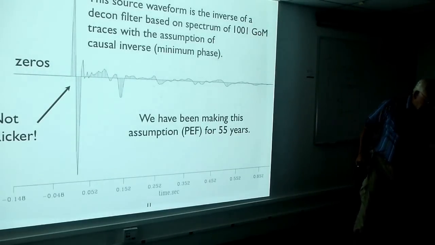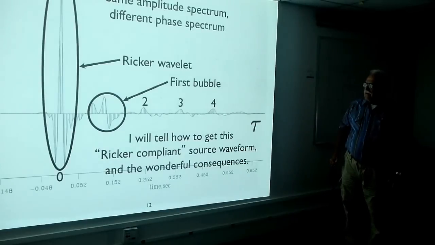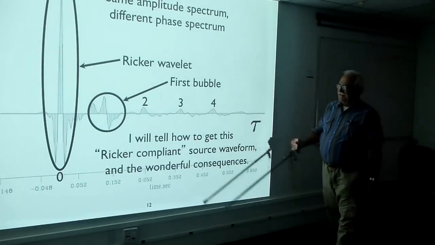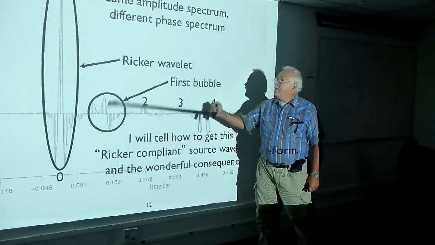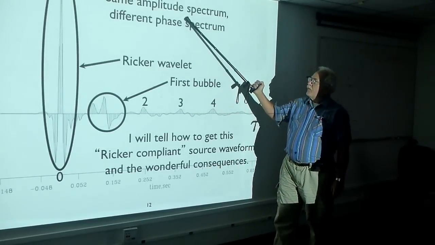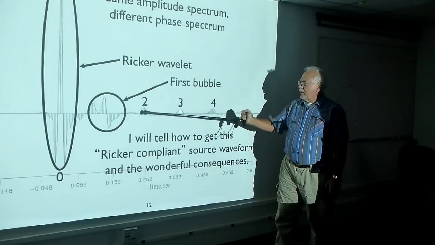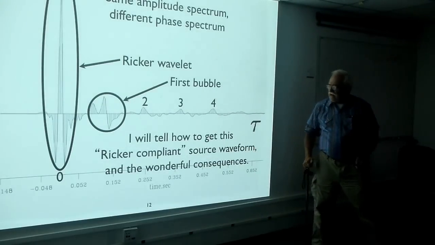So this little analytical trick I'm going to tell you about gives us solutions like this. And this is pretty nice, isn't it? This really does look like a rigor wavelet. It has the same amplitude spectrum as before, but a different phase spectrum. I'm going to tell you how to get this new phase spectrum. And then you see some bubbles here.